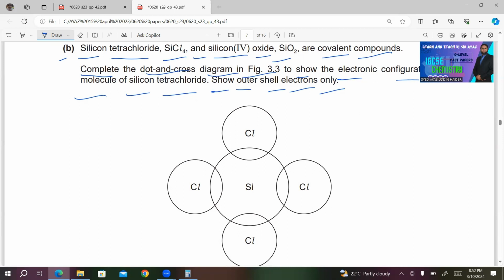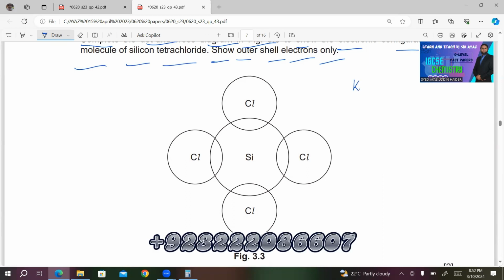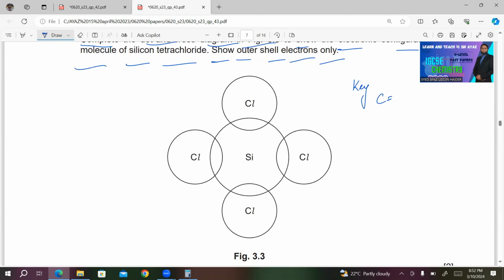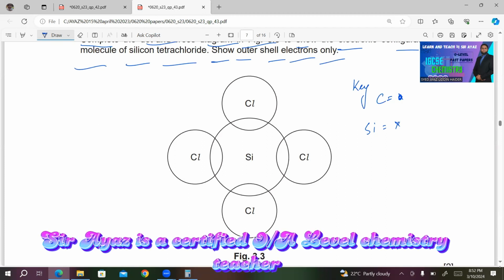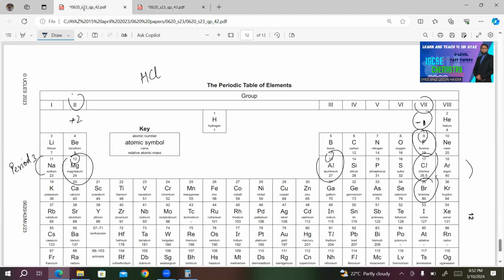So first of all, I'm drawing the key on the right hand side. For chlorine, I'm using dot. For silicon, I'm using cross. Silicon, let's look at their position in the periodic table.